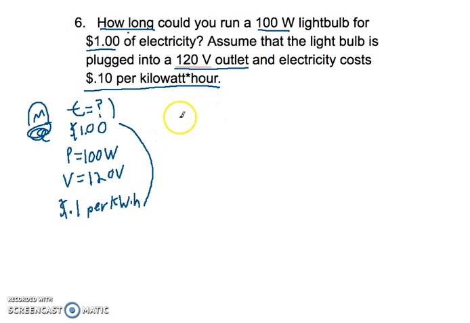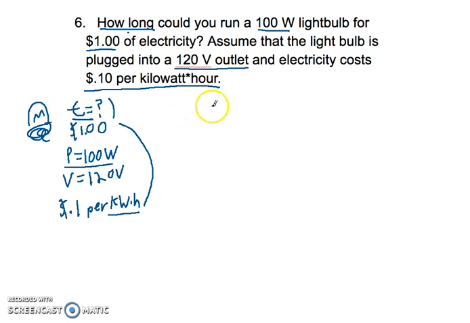Okay, so let's go forward. We get to think about what's an equation. Really, if we're looking for time, we know the power, and we know dollars per... We know we have a dollar, and we know how much 10 cents will buy us. We know that 10 cents will buy us 1 kilowatt hour. So remember, kilowatt hour is energy. So how can we relate energy, power, and time?